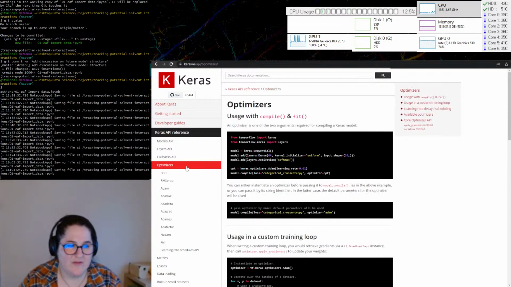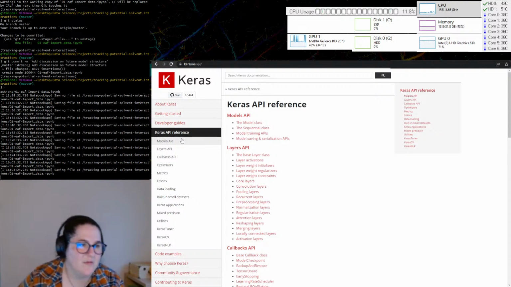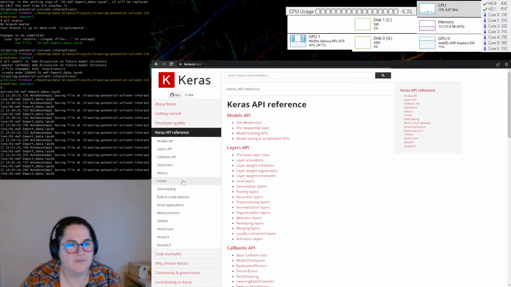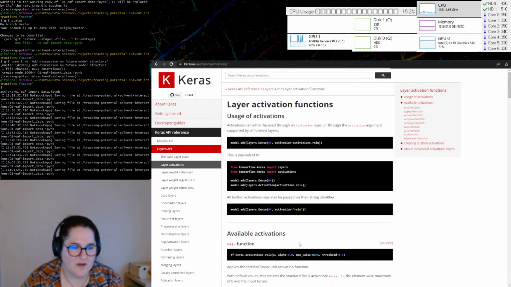We have a lot of choices to make. We got what models we want, how many layers we want. The callbacks is kind of like going back to a certain type of model, I believe. Which optimizers, which metrics, which loss function we want to use. And layers, you can do a lot of different stuff with layers. We've talked already about a normalization layer. The layer activations, this is what I'm interested in.